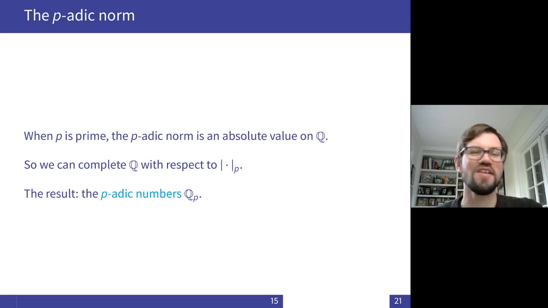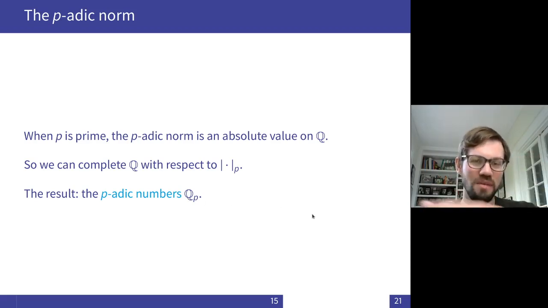Well, if we have a generic absolute value, we can throw it into our completion machine, and we should get some new type out of it. The quotient of the Cauchy sequences of rational numbers with respect to this new absolute value, which we call the p-adic norm. The result of this we call the p-adic numbers, which you write like the rationals Q, but with the subscript p.